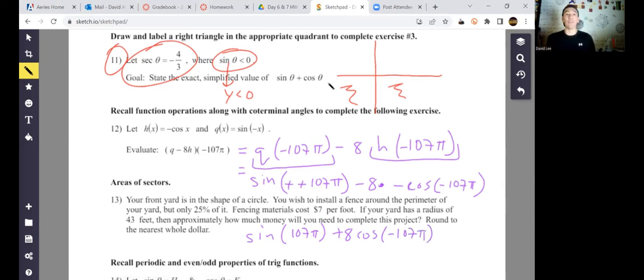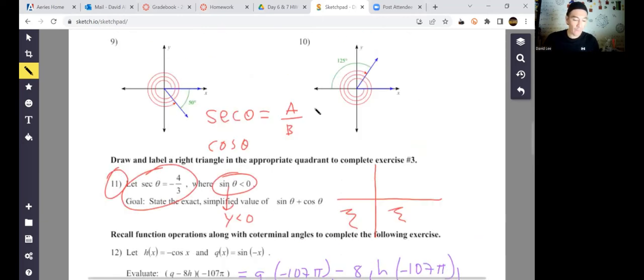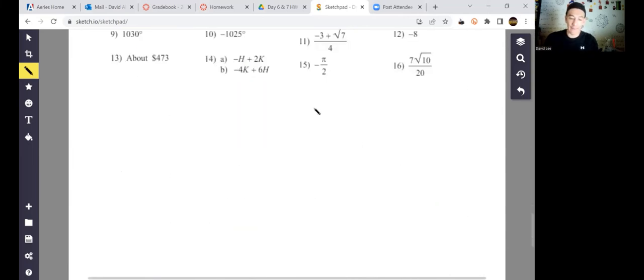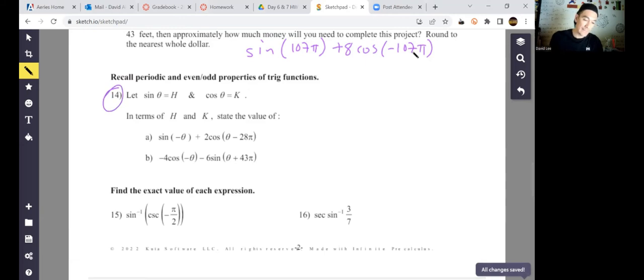So now, calculator. Go calculator, type this in, whatever they said. So this is number 12. For number 12, they're saying -8. So number 14, so let's go equals.